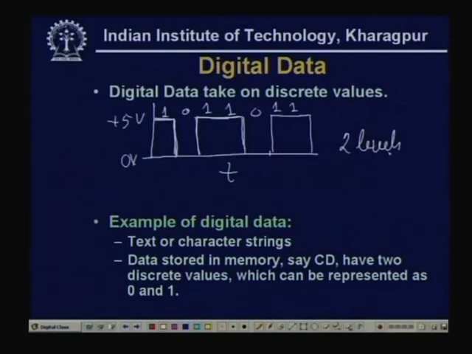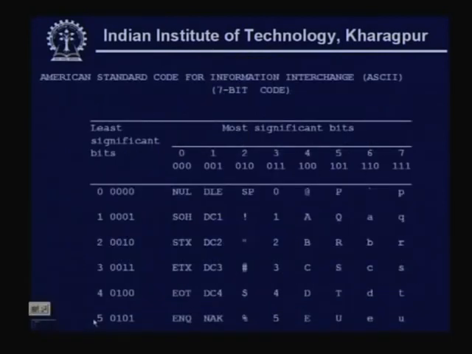So, it will be essentially of two levels, as we shall see in most of the cases. An example of digital data is text or character strings. As we have mentioned, ASCII characters are of 8 bits. Here we see as an example some ASCII characters. American Standard Code for Information Interchange, ASCII codes, these are 7-bit codes. Some of the codes are given here. For example, 0 is 011 0000, then 1 is 011 0001, that is the ASCII code for 1.